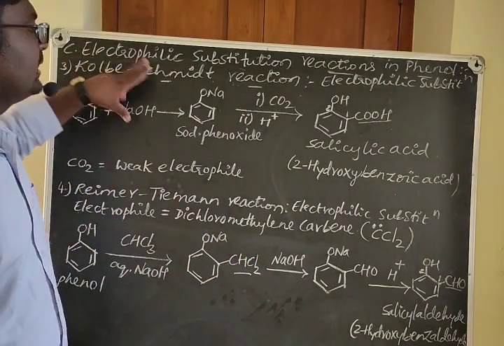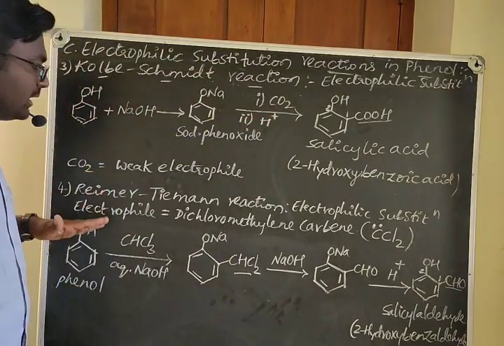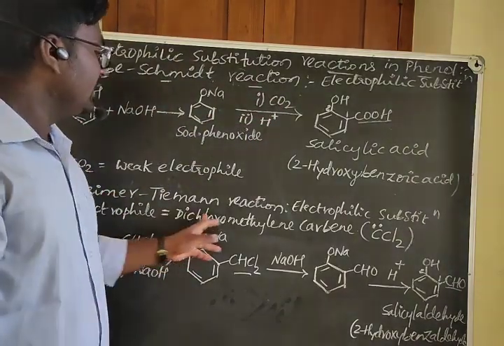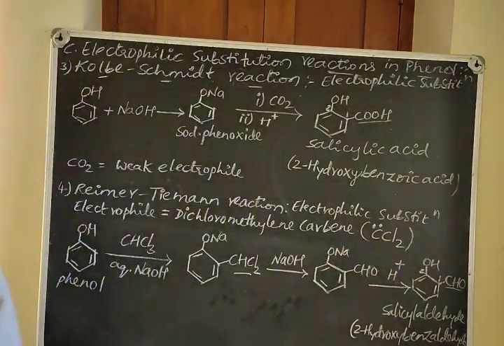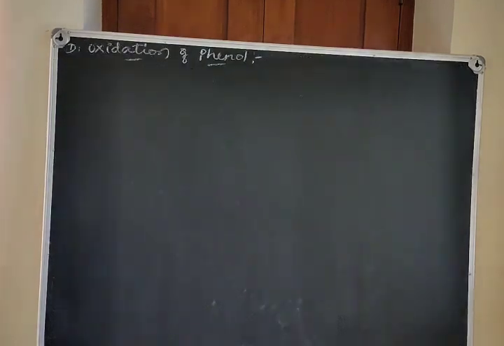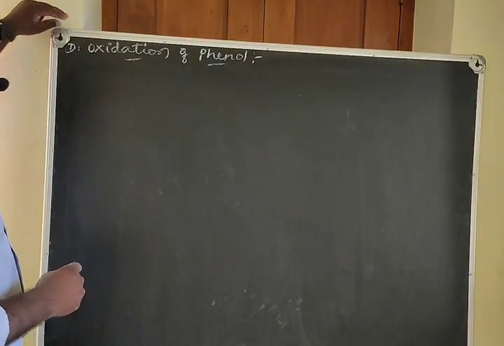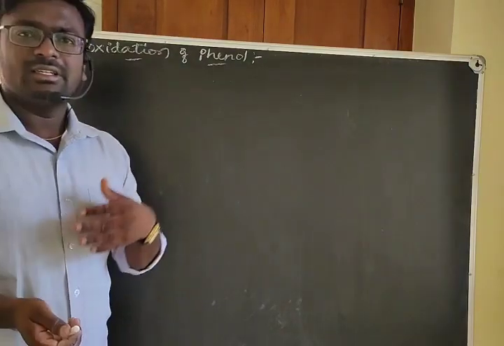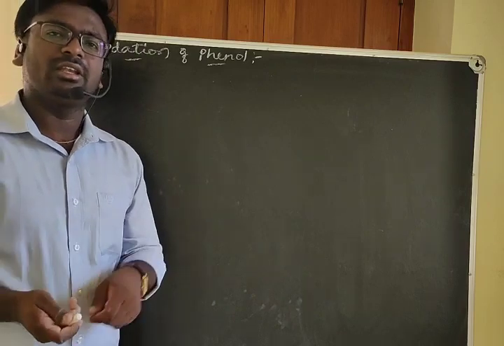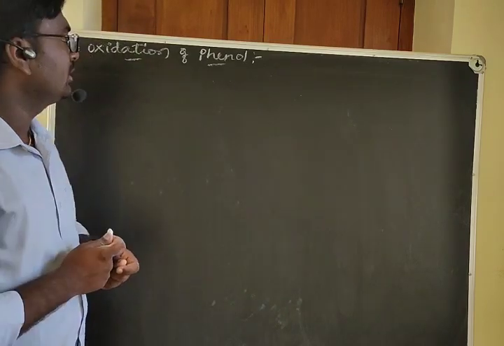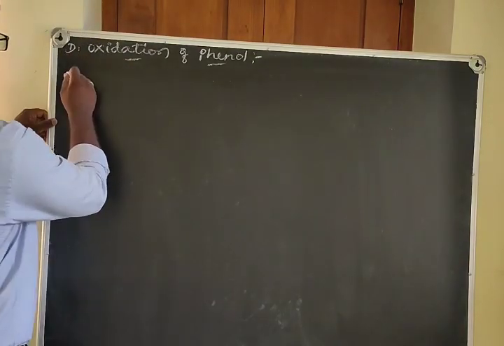In the Kolbe's reaction, the electrophile is carbon dioxide. It is a weak electrophile. And in the Reimer-Tiemann reaction, the electrophile is dichlorocarbene. This is okay. Now let us discuss the oxidation of phenol. Here there is a natural oxidation of phenol, and you can also do the oxidation with some chemical reagents. Let's see the two methods.